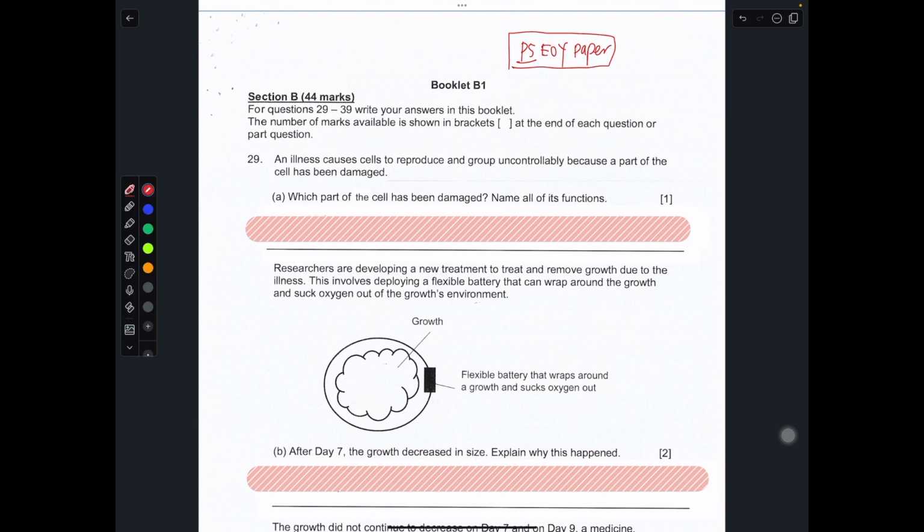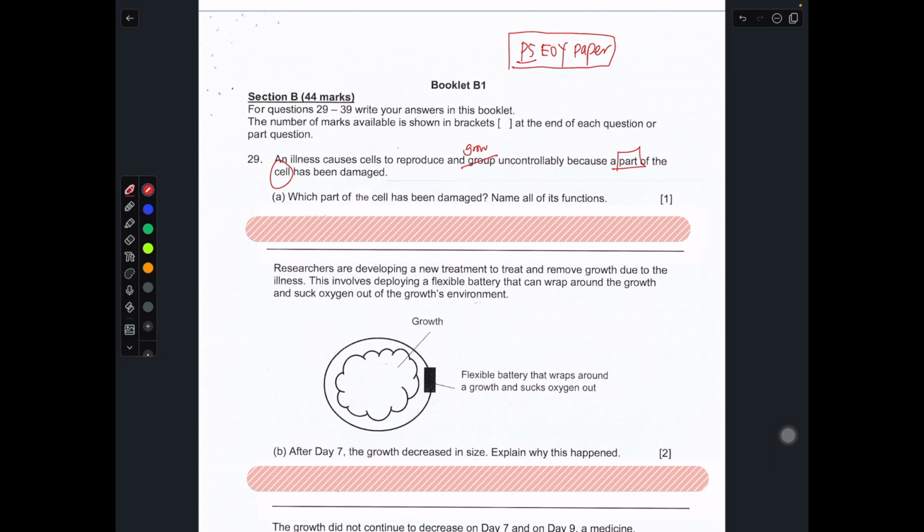An illness causes cells to reproduce and grow uncontrollably because of the part of the cell that has been damaged. So if you take a look, there's only 5 parts. The nucleus, the cell membrane, the cell wall, the chloroplast, as well as the cytoplasm.